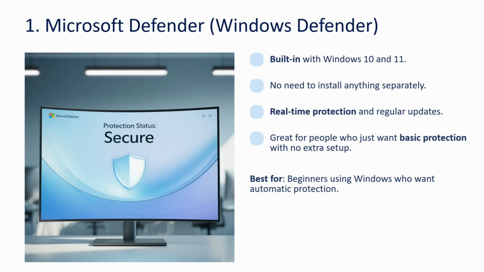First one is Microsoft Defender, or Windows Defender antivirus software. This one is built in with Windows 10 and Windows 11. You don't need to install anything separately. It provides real-time protection and regular updates. It is great for people who just want basic protection with no extra setup. This one is best for beginners using Windows who want automatic protection.